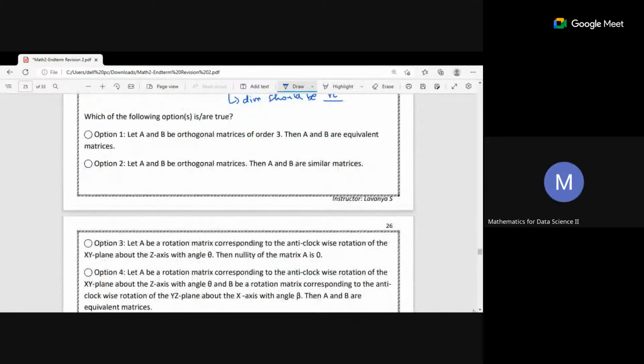Which of the following options is true? Let A and B be orthogonal matrices of order 3. Then A and B are equivalent matrices. True or false?